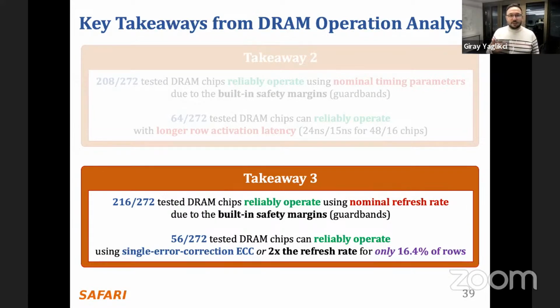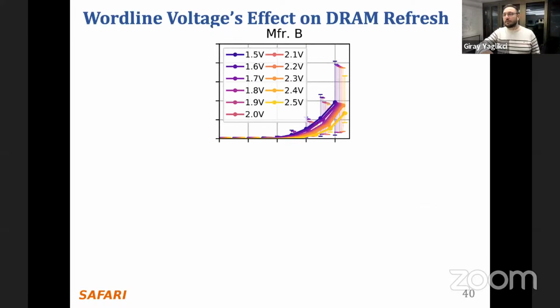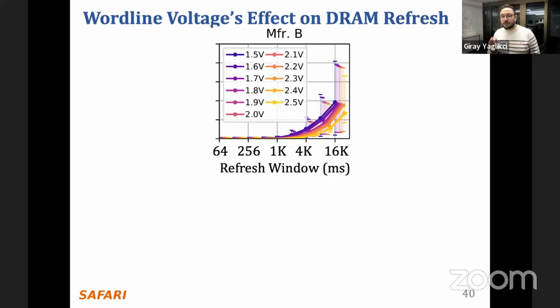But what we can do is infer what's going on by looking at the data retention time, because when you have a poor charge restoration, you would have a poor data retention time. So this is what we do here. We look at how the data retention characteristics change, and we observe that most of the DRAM chips can still reliably operate using nominal refresh rate, but some of them require some mitigation mechanisms that I will show in a little bit.